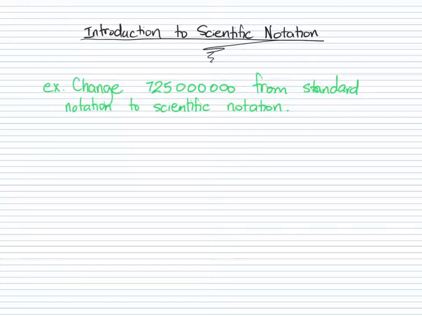In order to do that, we would have to imagine a decimal point at the end of the number, and imagine moving it over 1, 2, 3, 4, 5, 6, 7, 8 times to get between the 7 and the 2. And so the number that we'd have here is 7.25.